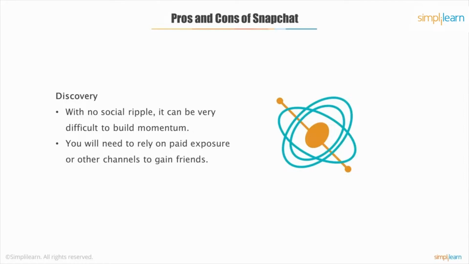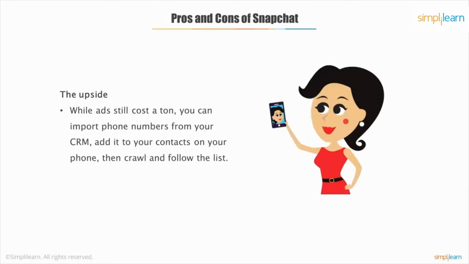So it usually means that you're going to need to rely on some combination of paid exposure or making use of your other channels and letting people know that they can find you on Snapchat to gain those followers and those connections. Now, the upside is, well, ads are still pretty expensive. Snapchat does let you import phone numbers from your phone, like from your contact list, to find out who on your contact list has a Snapchat account so that you can instantly send those connection requests.